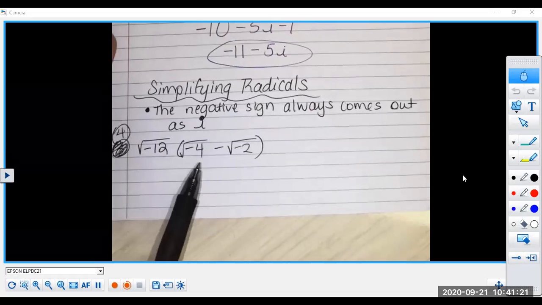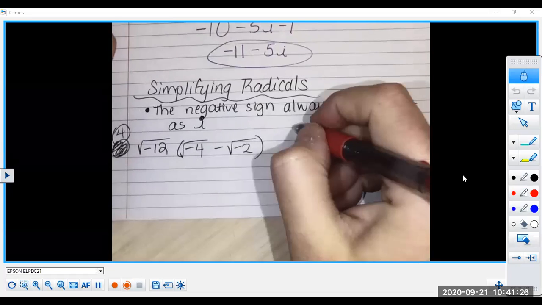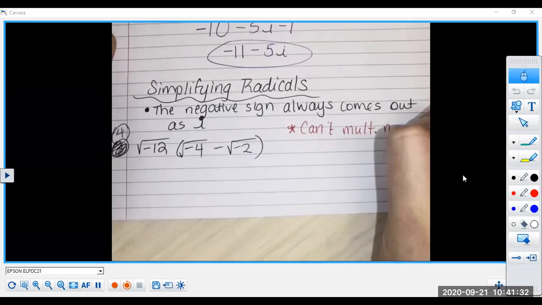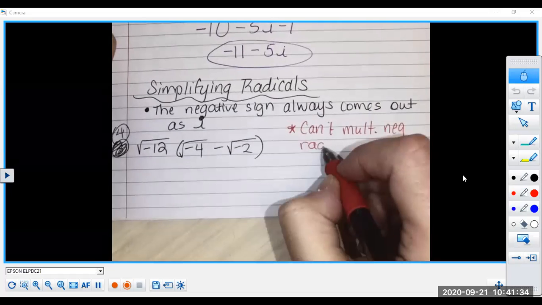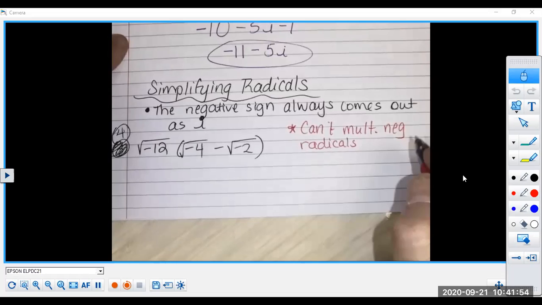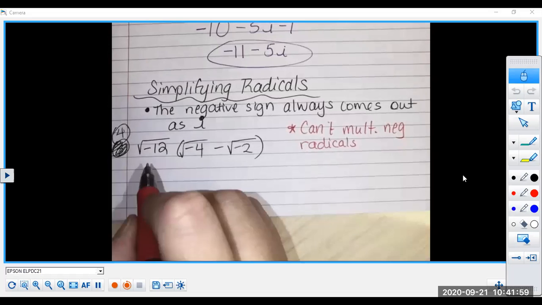Okay, you need to start and simplify every part. This is very important: you can't multiply negative radicals together. You can multiply positive radicals together, like root 8 times root 9 would be root 72. But if I have root negative 8 times root negative 9, I can show you the difference of why that comes out, but you can't multiply negative. So always simplify negative radicals before you multiply. So we're going to simplify root negative 12.